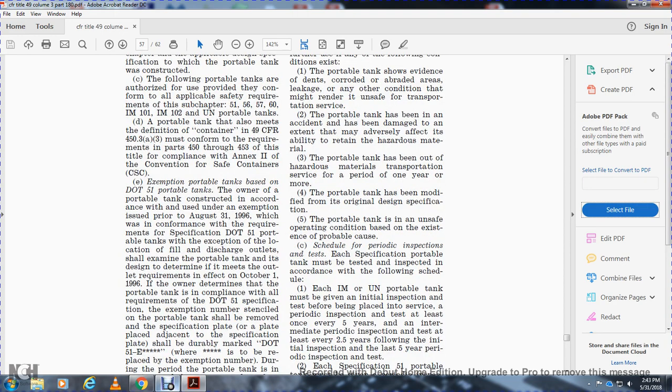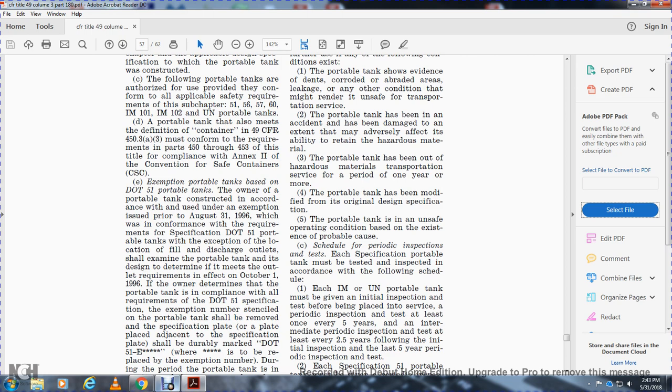Exemption of portable tanks based on the DOT 51 portable tank. The owners of portable tanks constructed under an exemption issued prior to August 30, 1996, that conformed with the requirements for the specification DOT 51 portable tanks, with the exemption as to the location of the fill and discharge outlet, shall examine the portable tank and its design to determine that it meets the outlet requirements effective October 1st, 1996. The owner determines whether the portable tank is compliant with all the requirements of the DOT 51 specification.